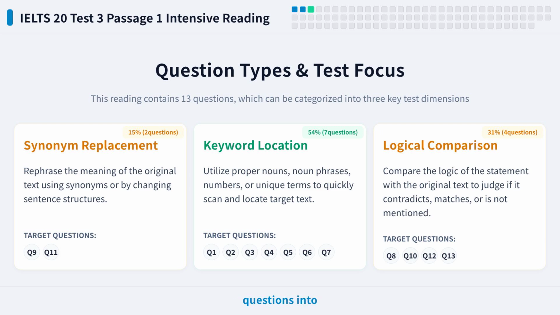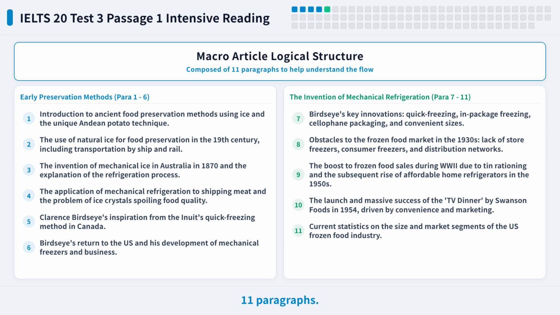Let's divide the questions into 3 categories: synonym replacement, logical comparison, and keyword location. Knowing the categories helps you find the solution quickly. Note completion uses keywords, true/false/not given uses logic. The passage has 11 paragraphs. It is an expository text about the development of frozen food.